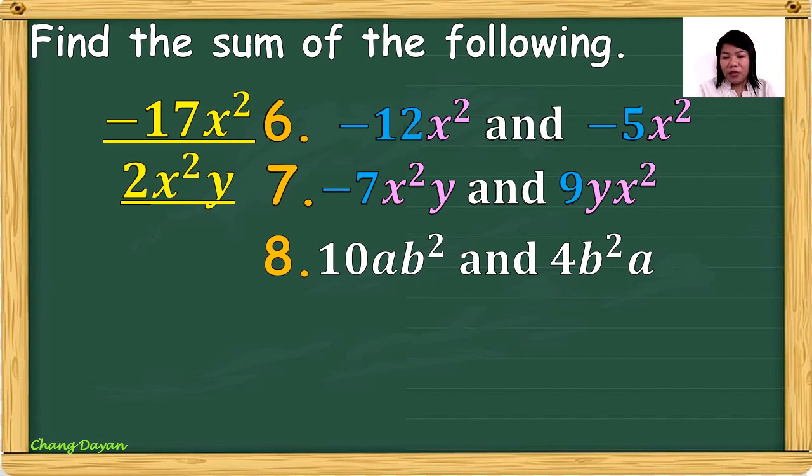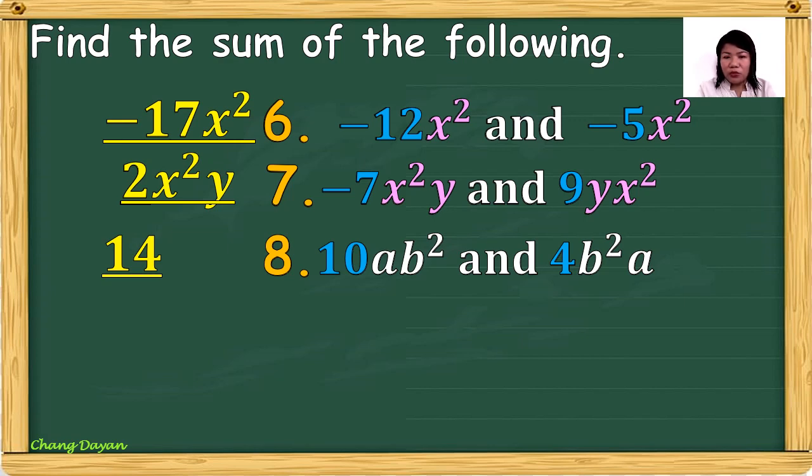Number 8. 10ab squared and 4b squared a. Identify natin ang numerical coefficient. Yan ay 10 at 4. Add natin. 10 plus 4, we have 14.